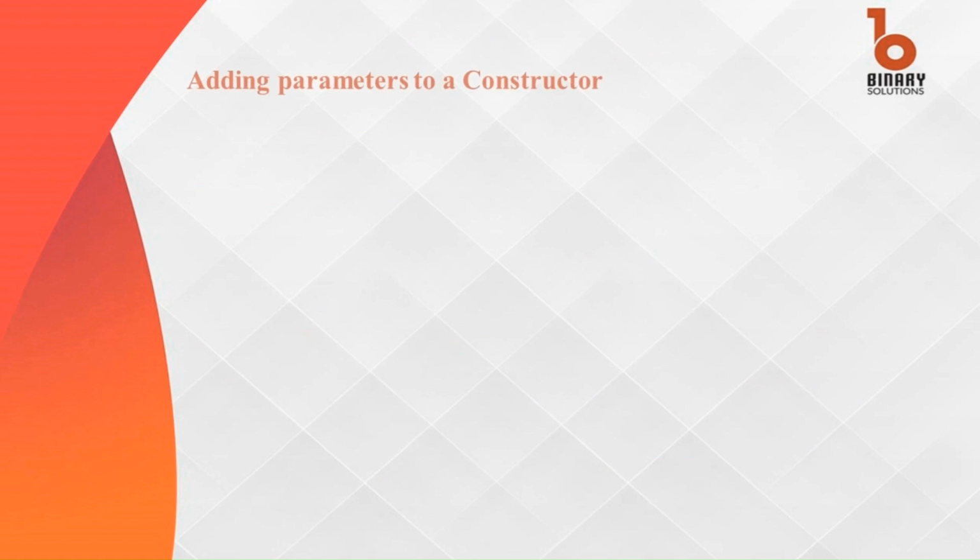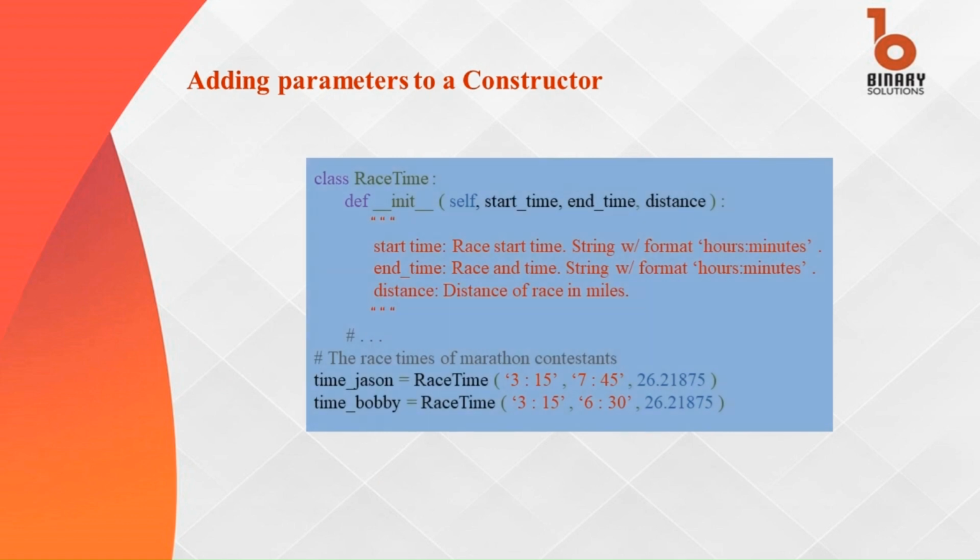This program demonstrates how to add parameters to a class constructor in Python. The racetime class includes an init method that takes three parameters: start time, end time, and distance. These parameters are used to store relevant details about race contestants, such as the time they started and finished the race and the total distance covered. When instances of race time are created, such as time Jason and time Bobby, specific values are passed to the constructor, which assigns them to the respective attributes. This approach allows for more flexible object creation, ensuring that each instance contains meaningful data from the start, improving code clarity and efficiency.